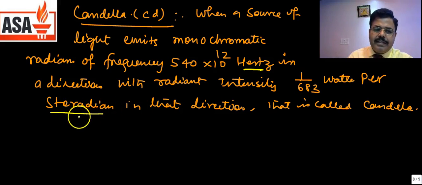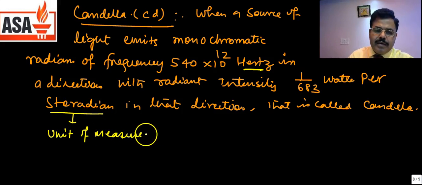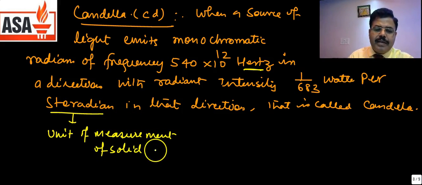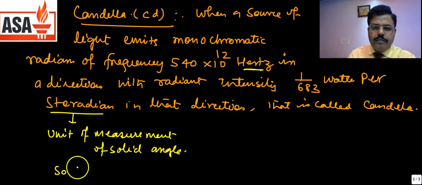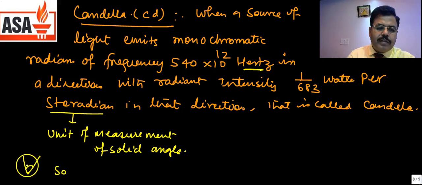A solid angle, this is the unit of measuring solid angle. Earlier this steradian was also called a fundamental unit, but now it is said to be a derived unit, of solid angle. This steradian is measured as follows. This is a solid angle. Suppose this is a cone, then this angle is called the solid angle.